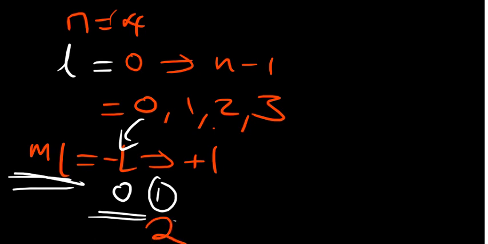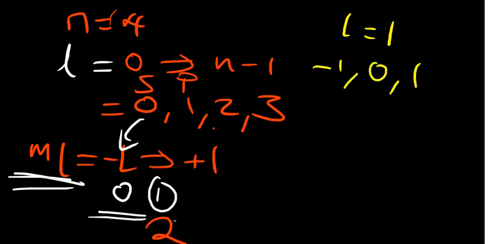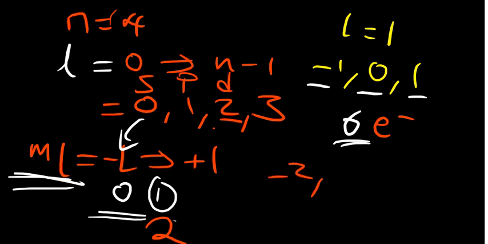Okay. And we said 0 represents the S orbital. Then 1 represents P. So if you go to the P and you want to prove that it actually has 6 electrons, we are moving from its negative to its positive. So when L is equal to 1, it will be negative 1, 0, and 1. And each number is representing an orbital. So 2, 2, 2, giving us 6 electrons. You go to the D orbital, from negative 2 to its positive, you have 5 orbitals, which is 10 electrons. And so on and so forth.